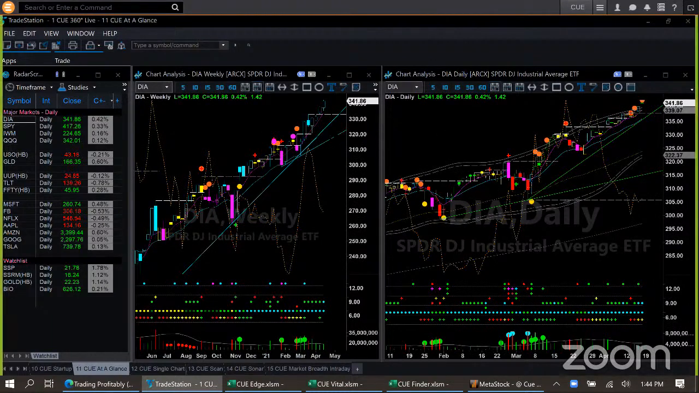The DIA, this chart is very similar to SPY. It's continuing to make new all-time highs for several days. Both weekly and daily are bullish. And lastly, IWM.